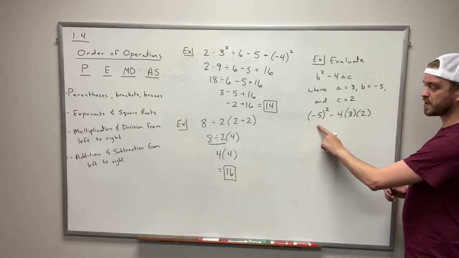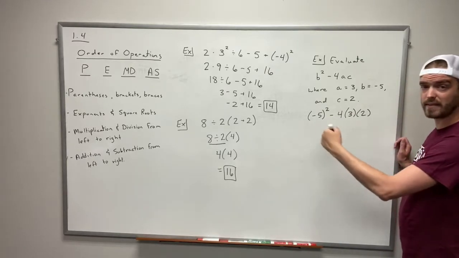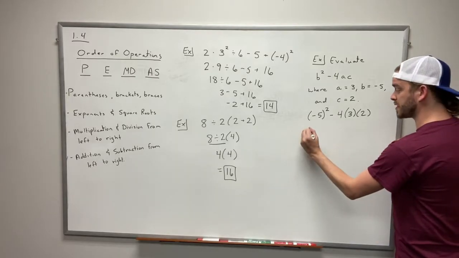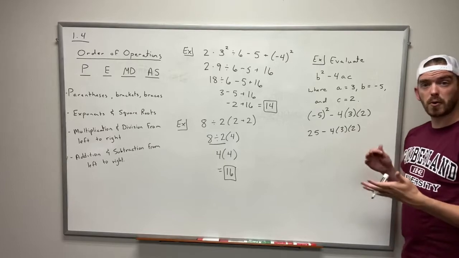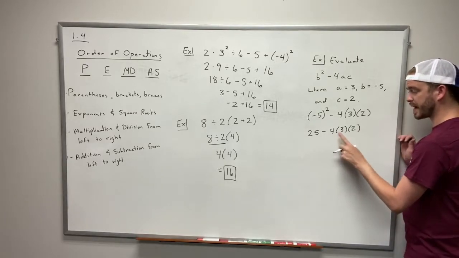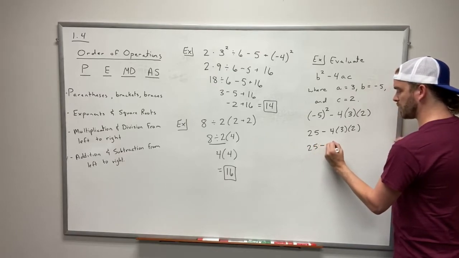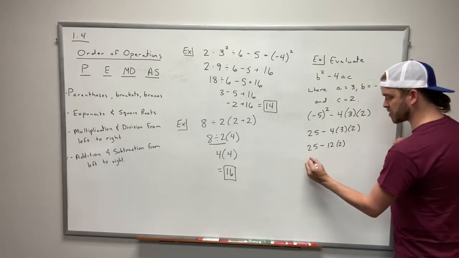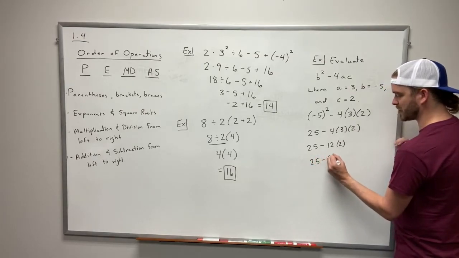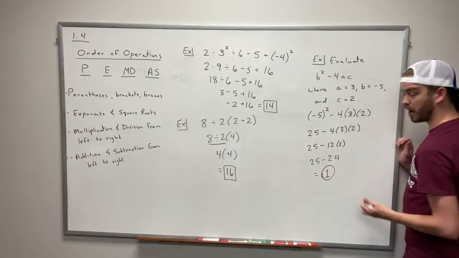Order of operations says we do the exponent first, so negative 5 in parentheses squared. That's negative 5 times negative 5, which is going to be positive 25. Bring everything else down. Now we're going to multiply from left to right, so that's going to be negative 4 times 3, which is going to give us negative 12 times 2, and then negative 12 times 2 is going to give us 24, so that's going to be 25 minus 24. That gives us an answer of positive 1.